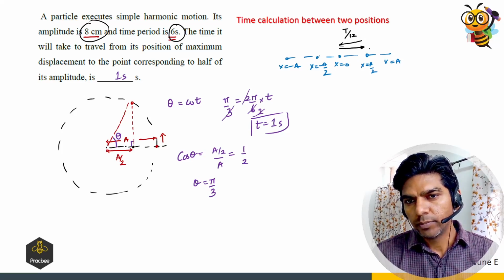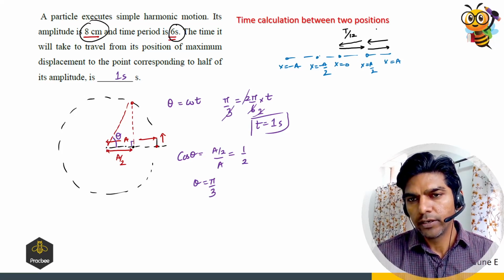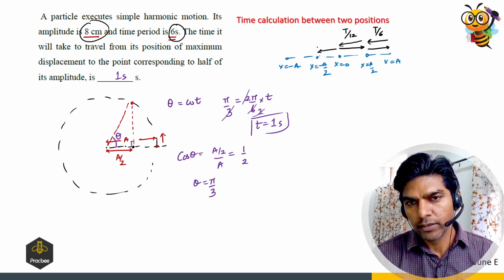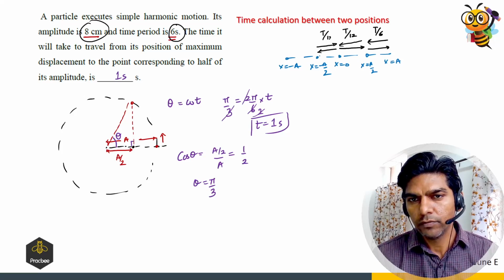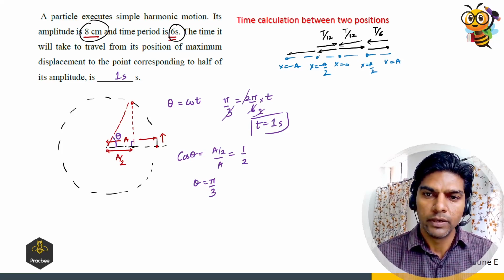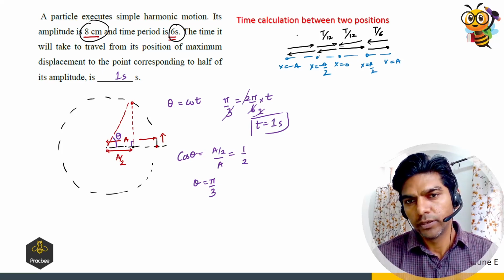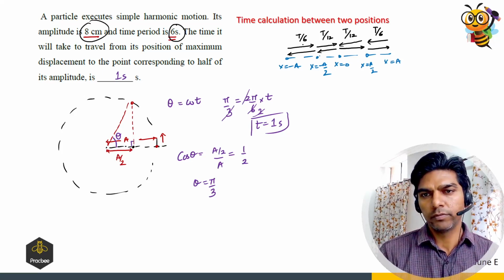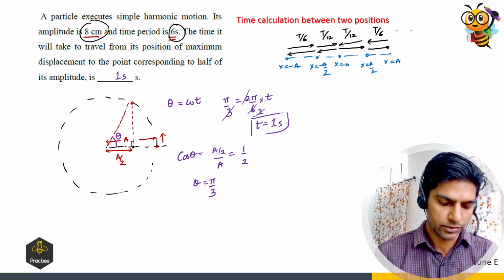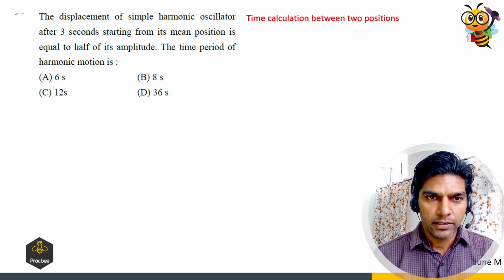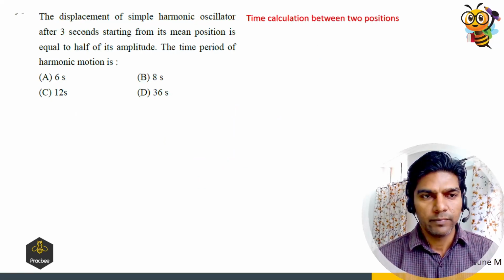And the time taken by the particle from a by 2 to a and back from a to a by 2 will be T by 6. And from 0 to minus a by 2 or minus a by 2 to 0, it will be T by 12. And from minus a by 2 to minus a and back from minus a to minus a by 2, it will be T by 6. So this you can remember, where T is the time period of one oscillation. Right, let us see the next question based on the same concept.